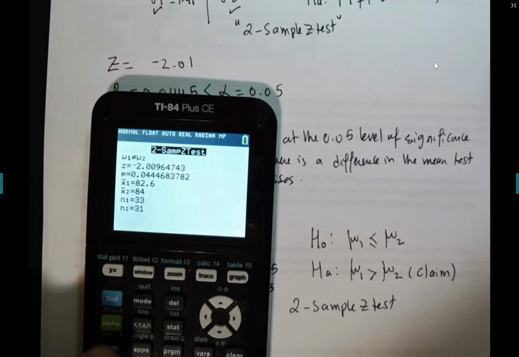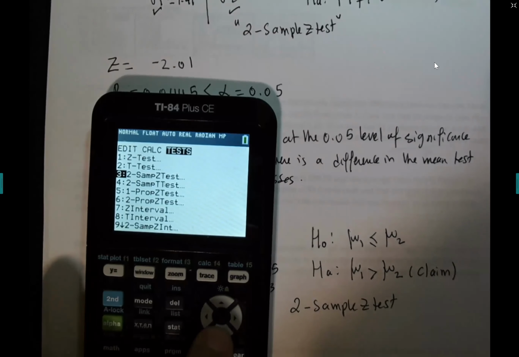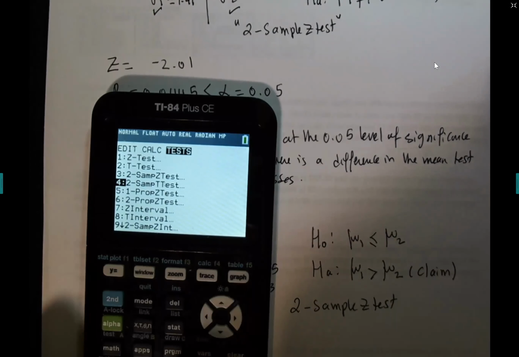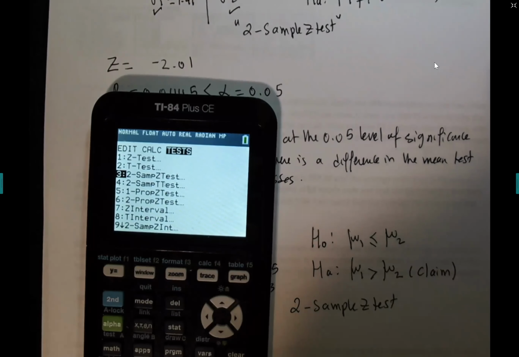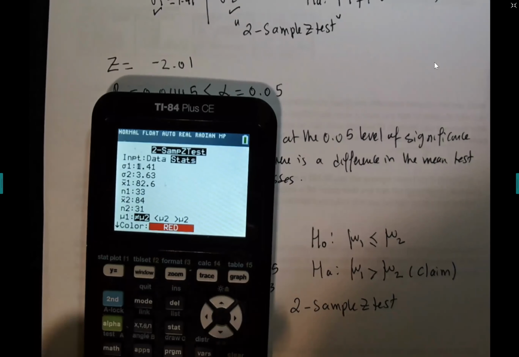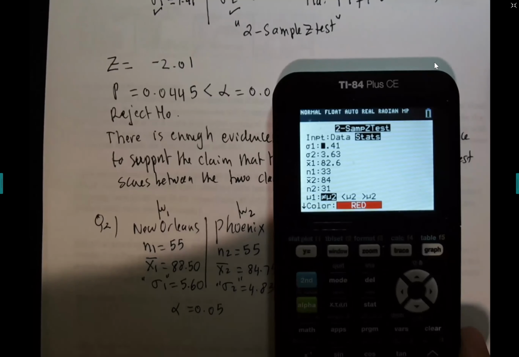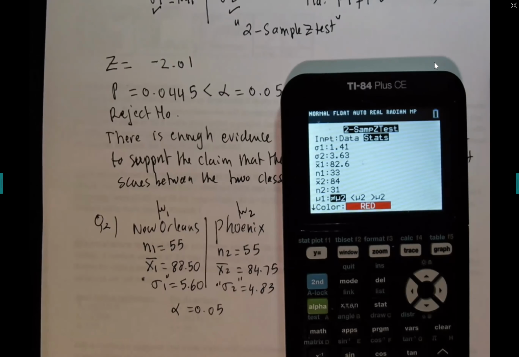So let me just go back. It's a 2 sample z-test, not a 2 prop z-test. I haven't used data yet, so I'll do an exercise that has data in it. Sigma 1 is 560. Sigma 2 is 483.